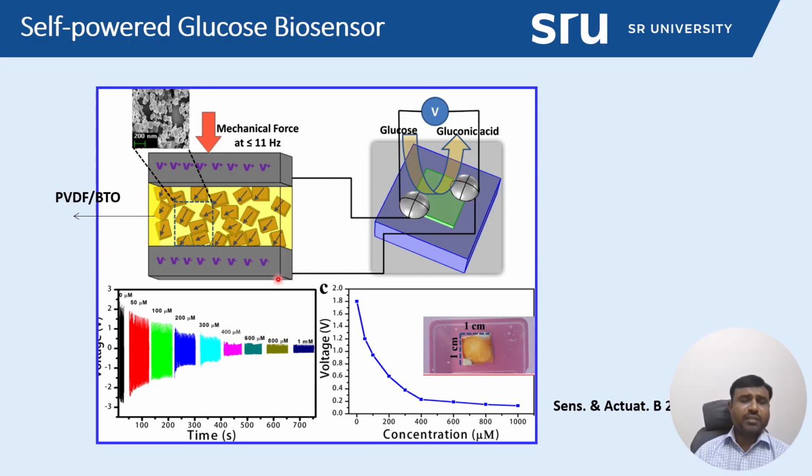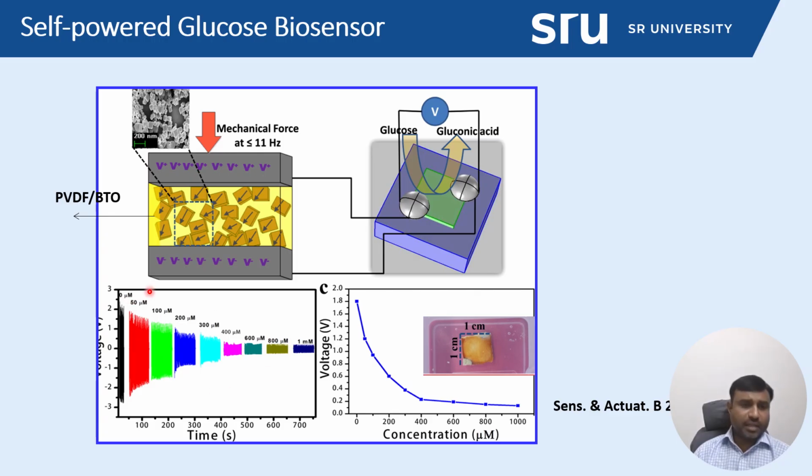The bare piezoelectric device can produce an output of around plus 2 to minus 2 volt when applying a mechanical force. Further, when adding the glucose, what will happen? The glucose oxidation reaction occurs. Here the main advantage is that we are not using any enzyme, so the electrode can be reusable. This is the main advantage when fabricating a self-powered glucose sensor.